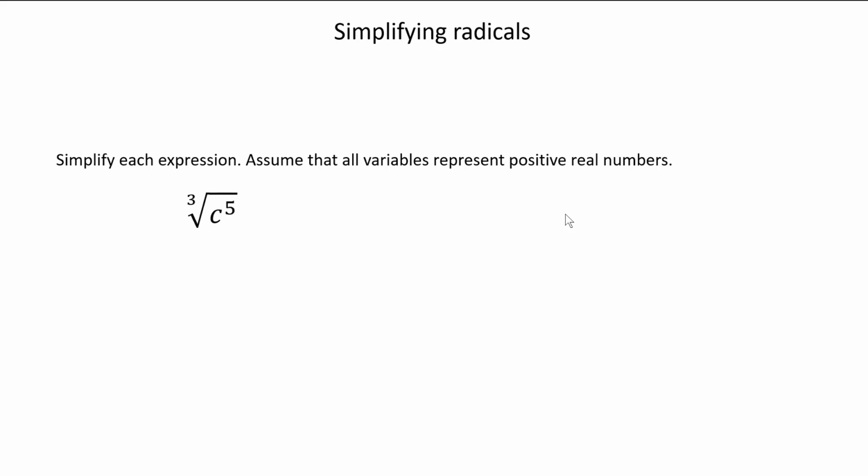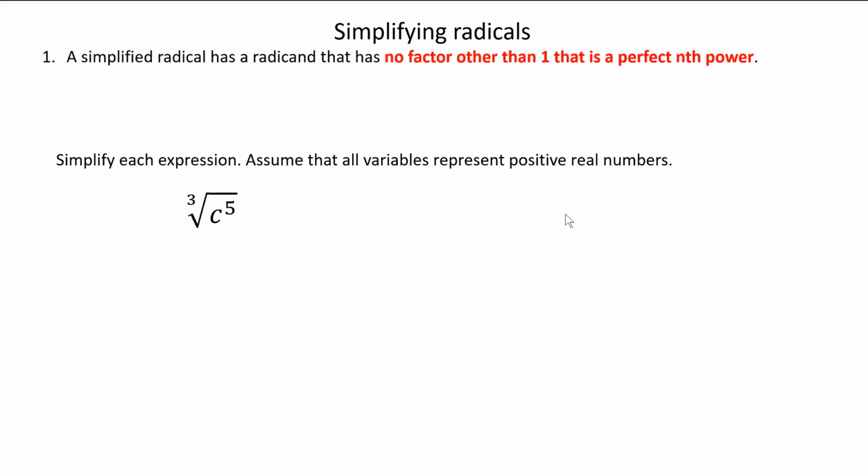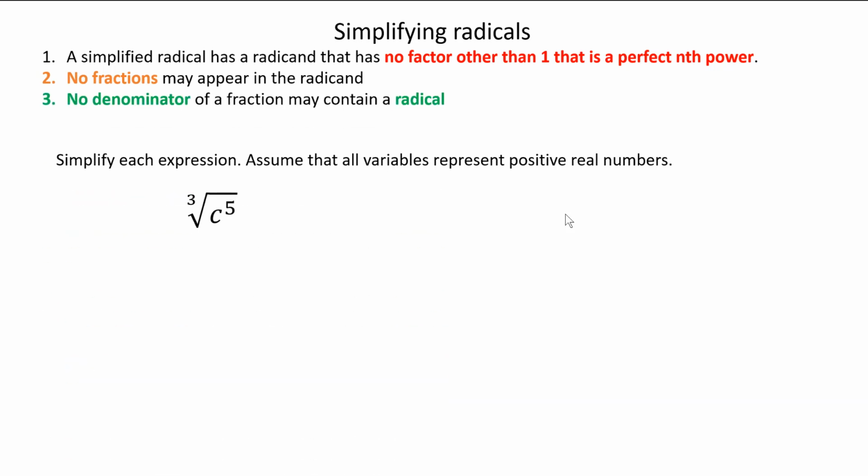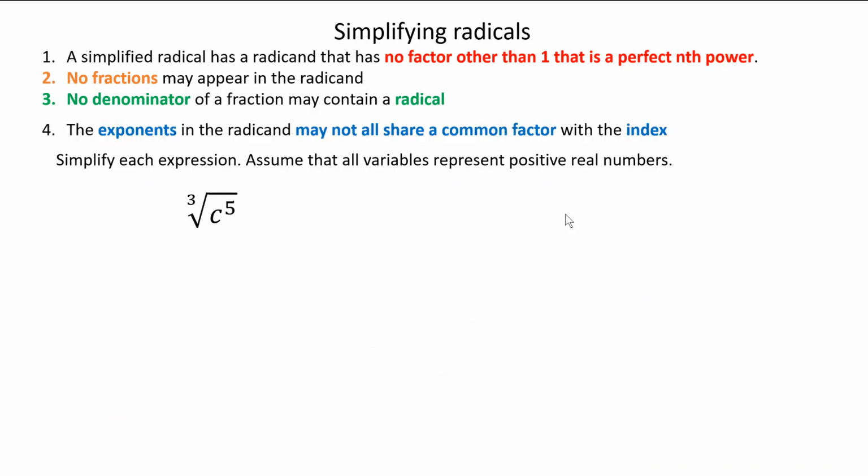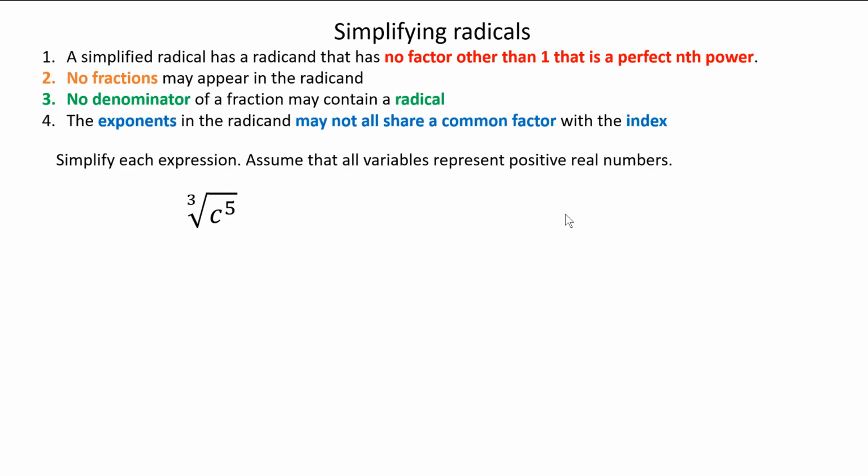And what I mean by that is that a simplified radical has a radicand, that's the stuff inside the radical sign, that has no factor other than 1 that is a perfect nth power. That's going to make sense in a minute. No fractions can appear in the radicand. You can never have a fraction inside the radical sign. No denominator of a fraction may contain a radical, so no radicals in the denominator of any fraction, ever. And the exponents in the radicand may not all share a common factor with the index.